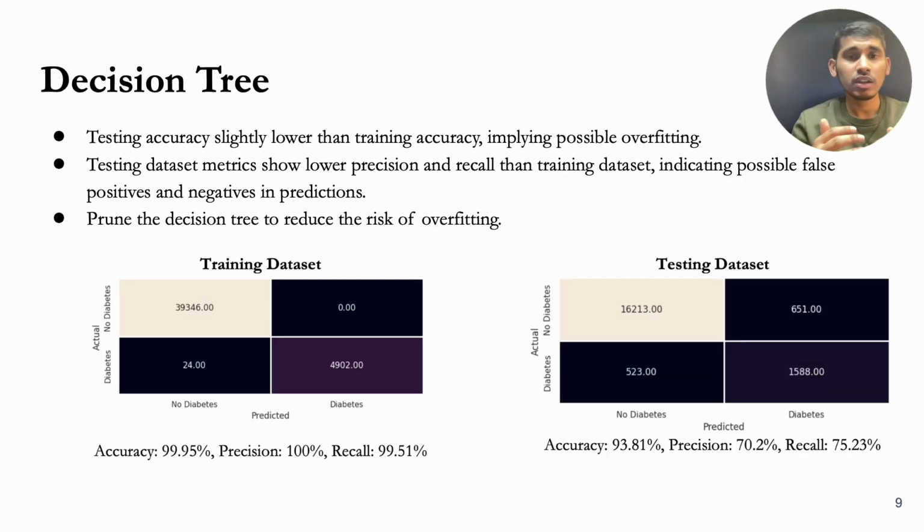Decision tree can rank the features based on their importance in the classification problem, and it also can handle non-linear relationships between the features and the target variable.